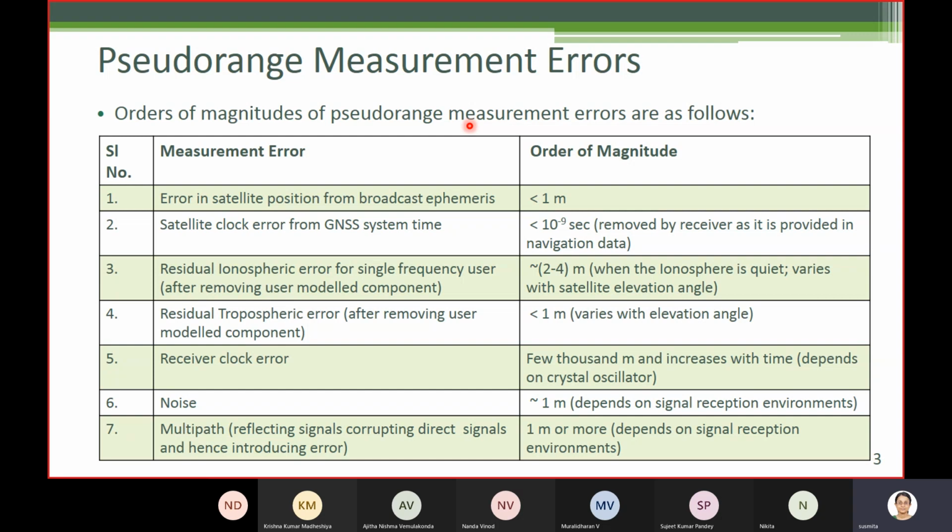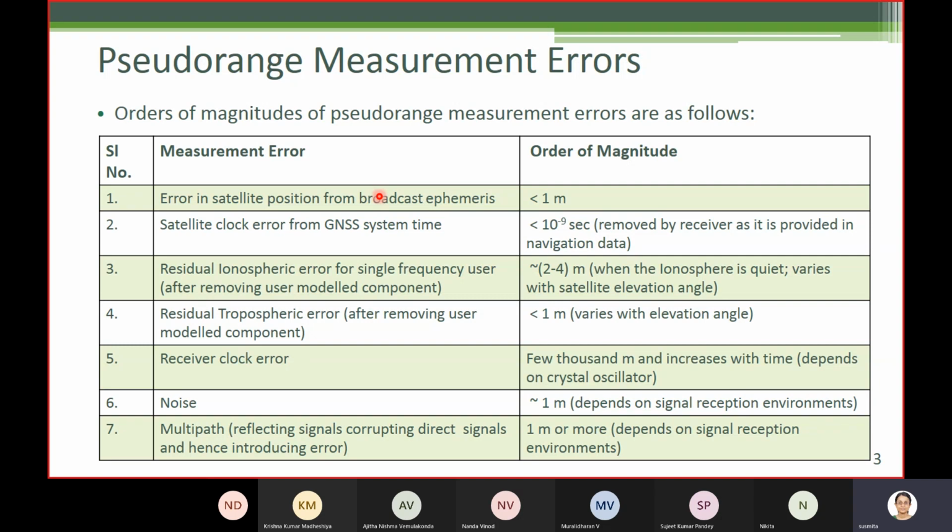Now before getting into that, let's quickly understand the order of errors. We know what the different sources of error in the pseudo-range measurements are. We discussed this many times in the class. Now we'll quickly see the order of magnitude for different errors.